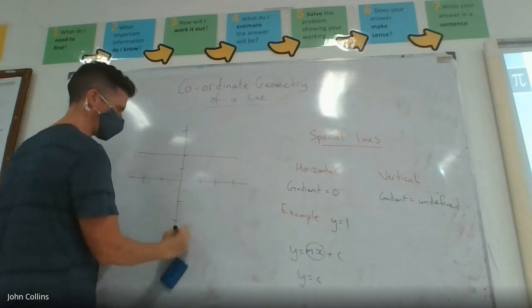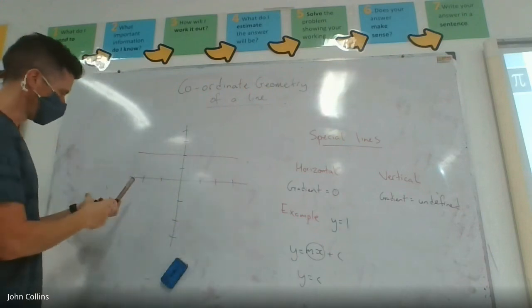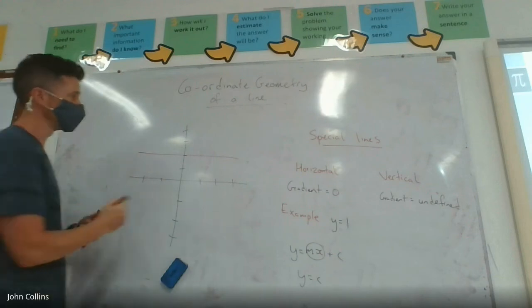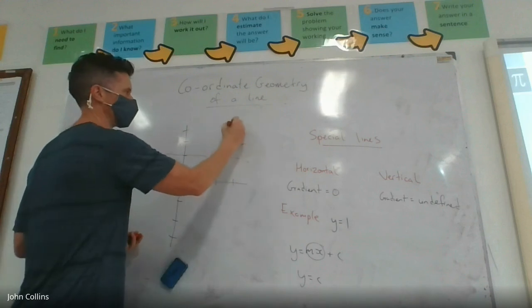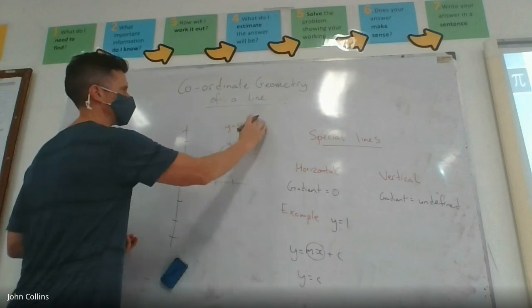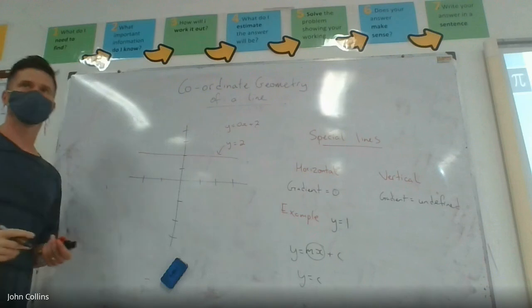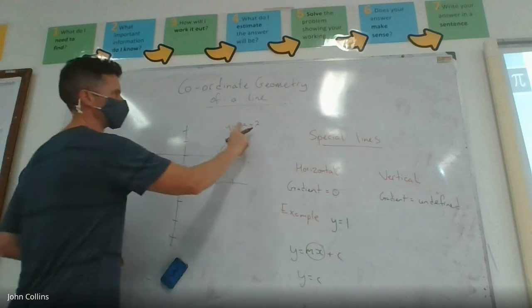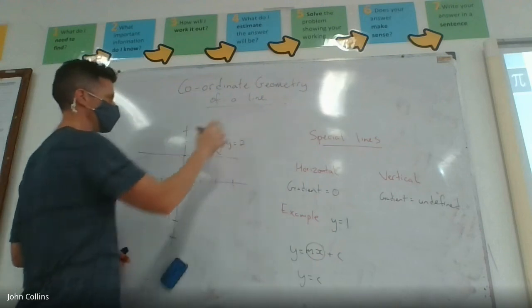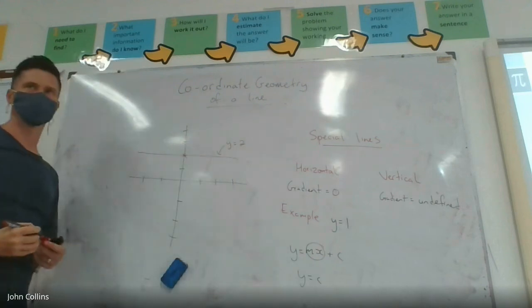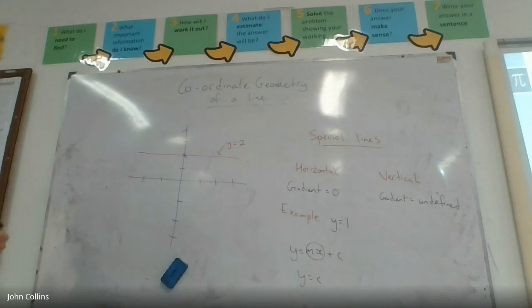There's a couple of ways you can think about this. This line will be called y equal to 2. You could write y is equal to 0x plus 2. There's no slope, but 0 times x is nothing. That's why we just go to y is equal to 2. Why 2? Because that's its y-intercept. It's going through 2 here on the y-axis. That's as much information as we need.